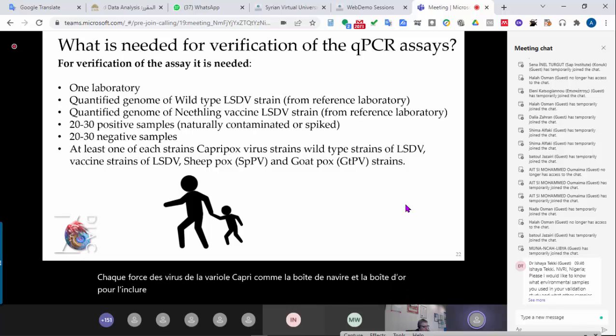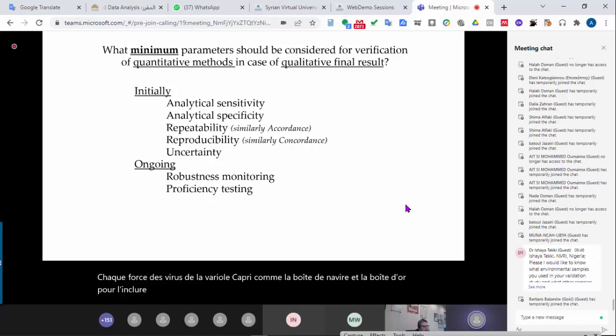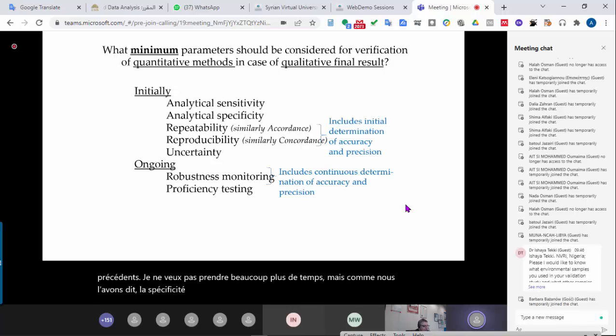So what minimum parameters should you include? We were talking about these in previous days. I do not want to take much more time, but as we said: analytical specificity, analytical sensitivity, repeatability, reproducibility, and uncertainty of measurement, which can be assessed through the data from repeatability, and after that, robustness monitoring, and of course, proficiency testing.